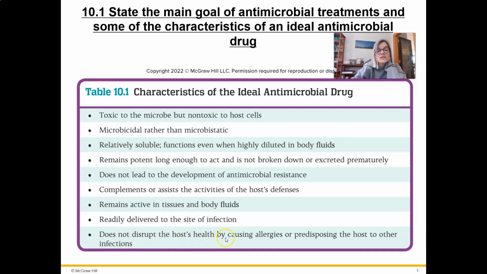Does not disrupt the host health, causing allergies or other problems. So I would say if I had to give the main thing, it would be toxic to the microbe, but not to the host cells. But all these other things are really important supporting characteristics when you're developing an antimicrobial drug.